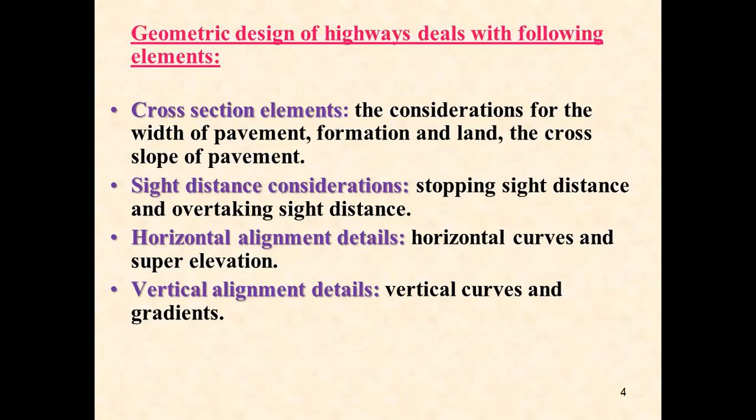So these are what we call the geometric features we design for the roadway or the highway. One is cross-section elements. Second is sight distance considerations. Third is horizontal alignment details. And fourth is vertical alignment details.